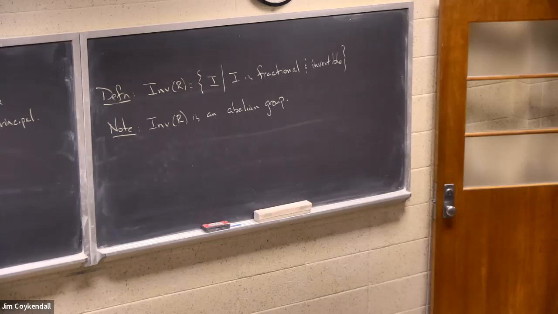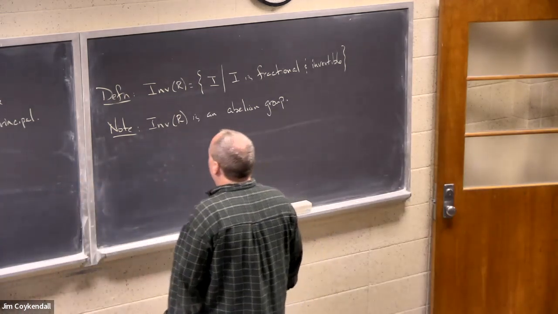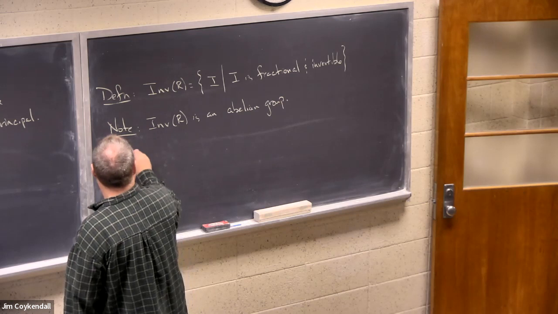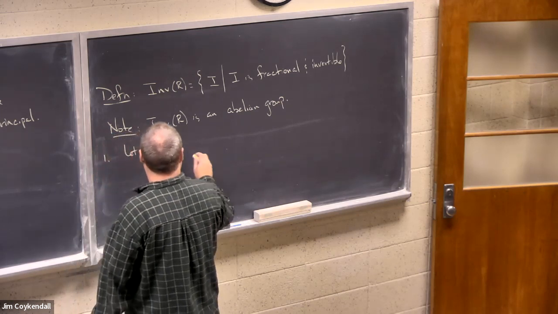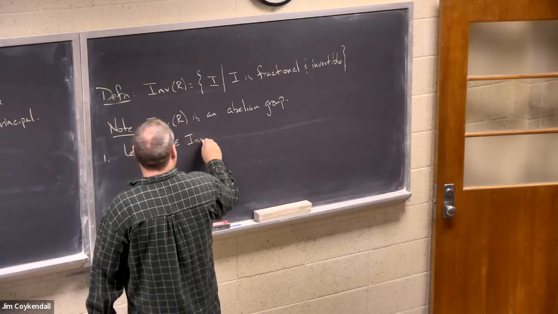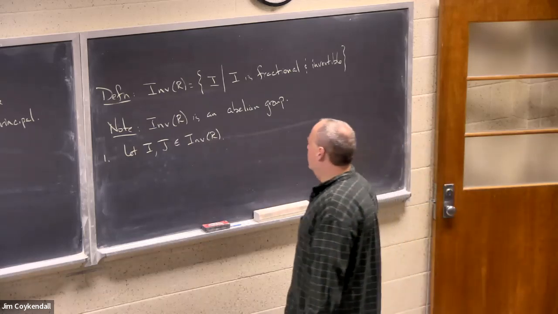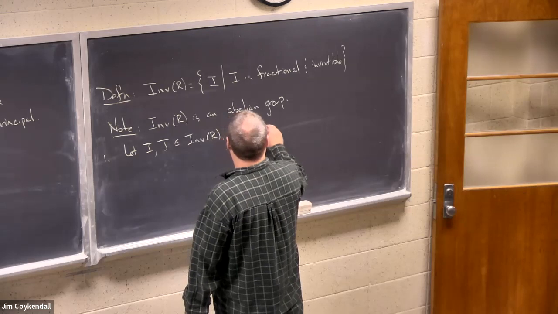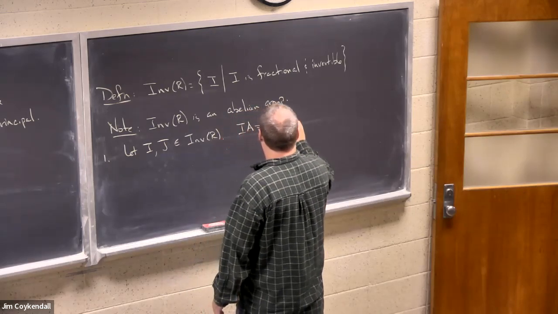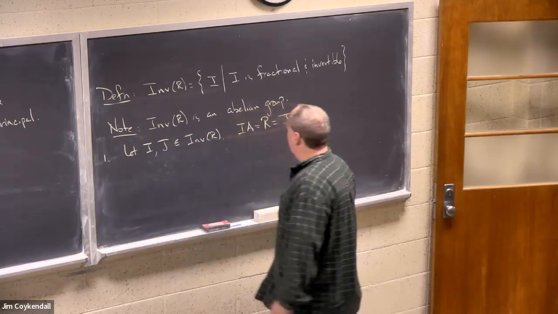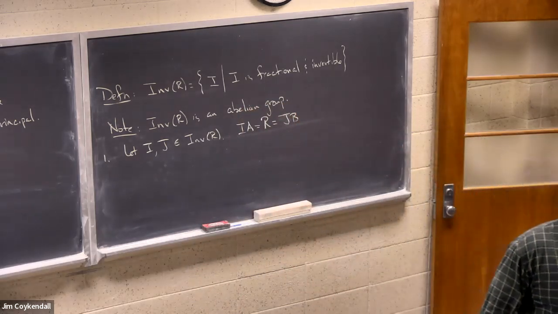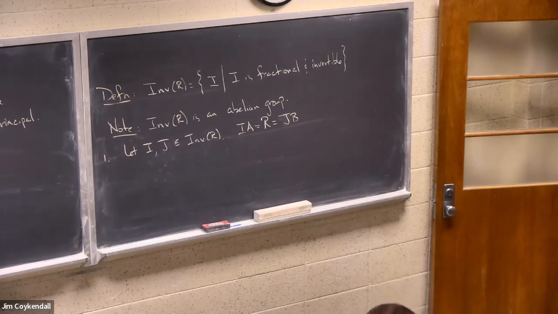And I gloss over this in the notes a little bit, so let me make sure that we're all on the same page. Number one, suppose that you have two invertible ideals here, then IA equals R, as is JB. So that is to say, I can find an inverse, I inverse, I call it A, and J inverse, I call it B, and IA is R, and JB is R, right?